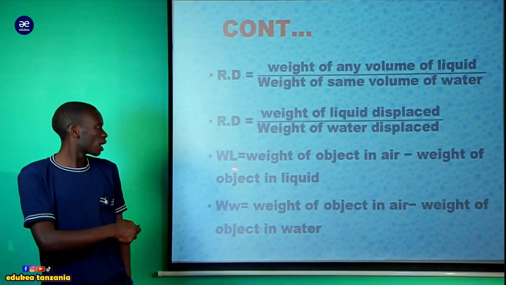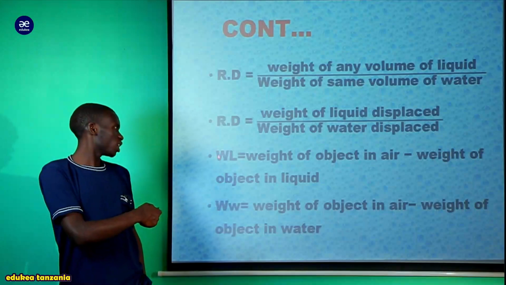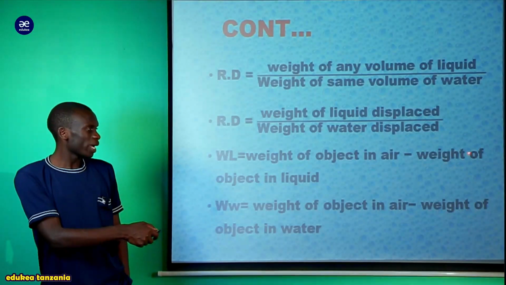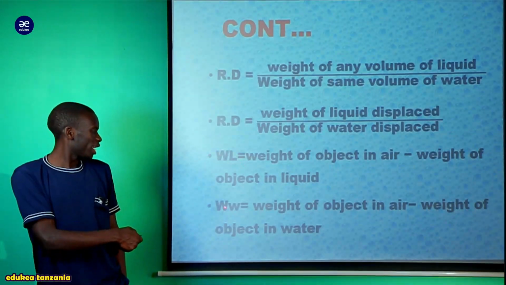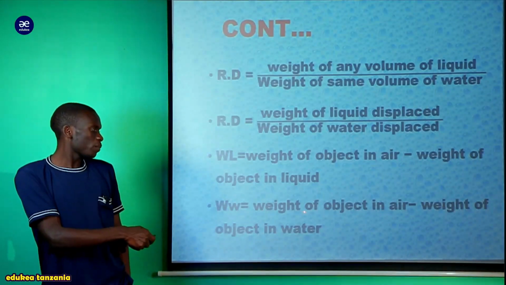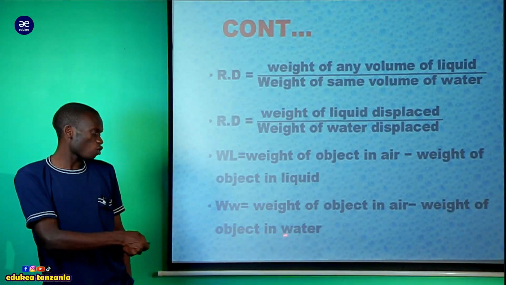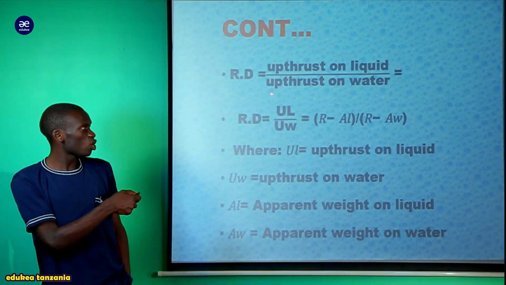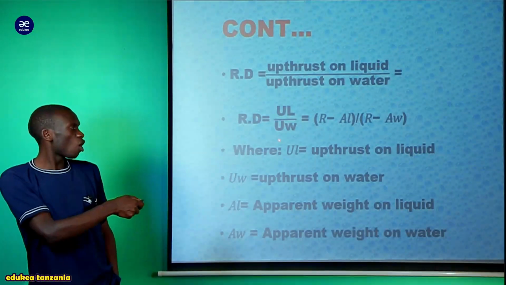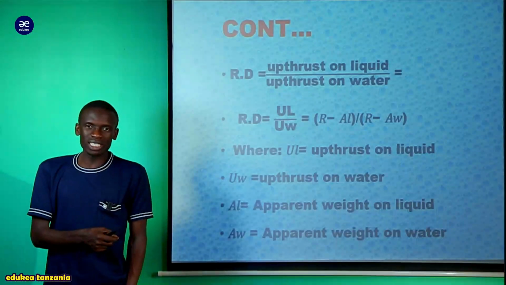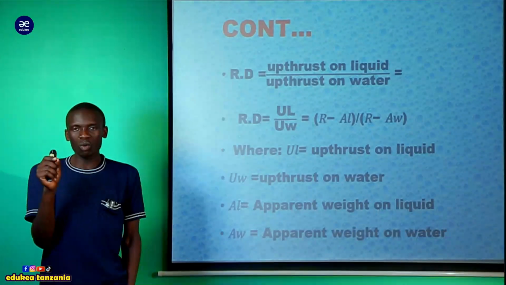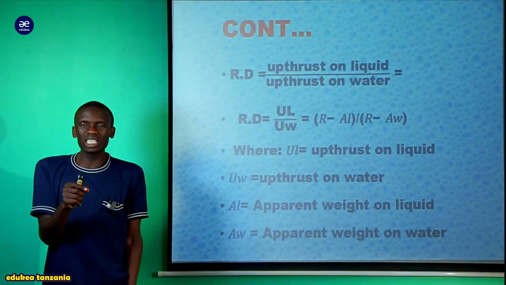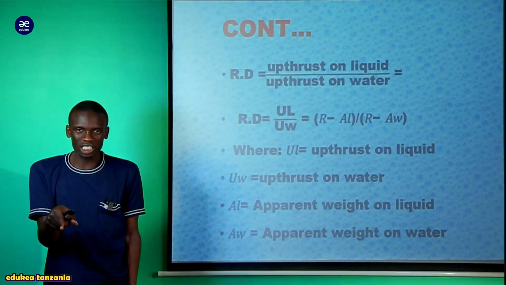So let's take UL, the upthrust in liquid, to be the weight of the object in air minus the weight of the object in liquid. And UW, the upthrust in water, to be the weight of the object in air minus the weight of the object in water. Then relative density is equal to upthrust in liquid over upthrust in water, UL over UW.